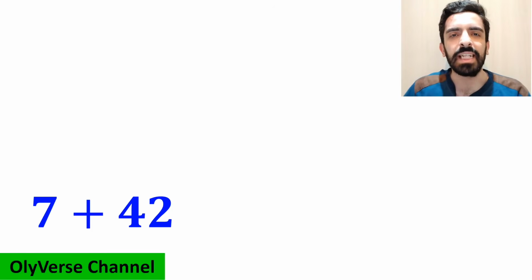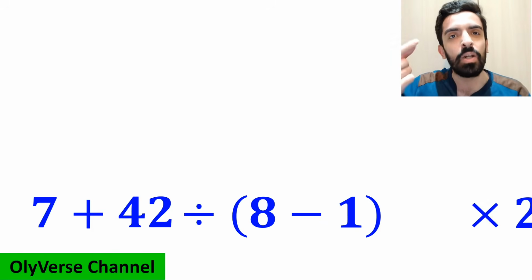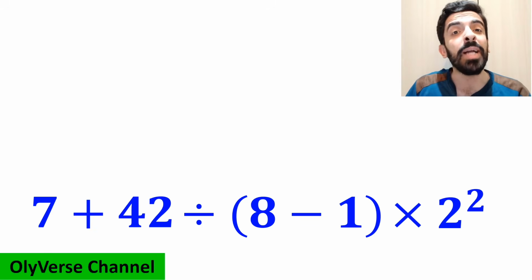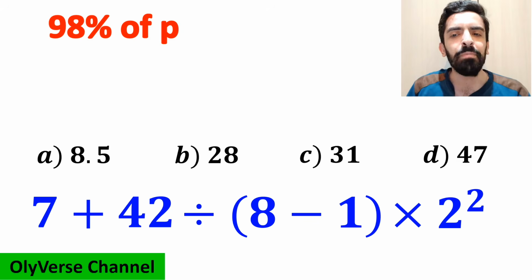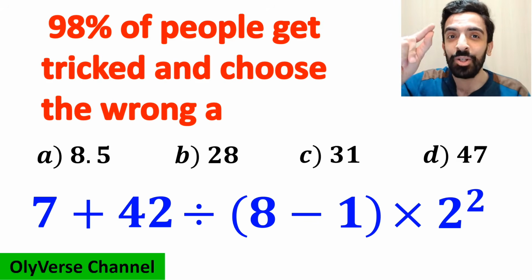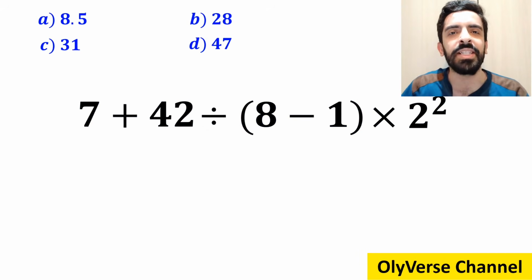What is the value of the expression 7 plus 42 divided by open parenthesis 8 minus 1 close parenthesis then multiplied by 2 squared? Which option do you think is the correct answer to this question? 98% of people get to read and choose the wrong answer. Let's go step by step and solve it together.